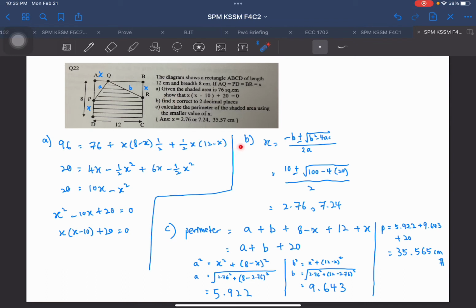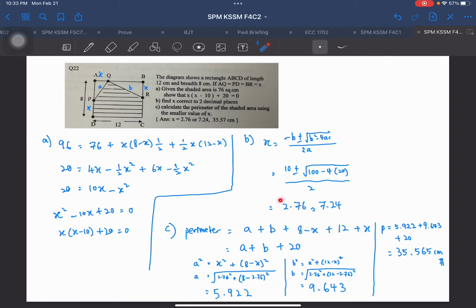Part B, find x and correct it to 2 decimal places. So now it is basically asking you to solve this quadratic equation. To solve a quadratic equation, the easiest way is using the formula. Okay, so just sub in everything, you will get the x value. The third part of the question asks you to calculate the perimeter of the shaded area using the smaller value of x. So what is the smaller value of x, which is this one?